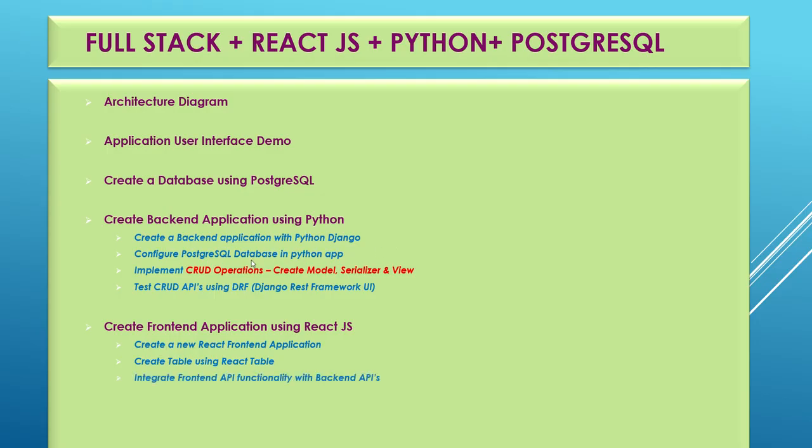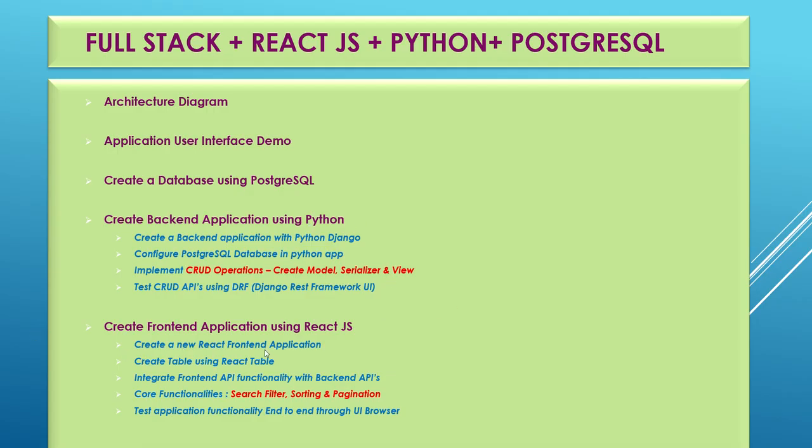Next we will configure the PostgreSQL database. Next we are going to implement CRUD operations, and we will create a model, serializer, view and configure the URL part, and finally we will test our backend application using the Django REST framework user interface. These are the steps which we are going to follow on the backend side.